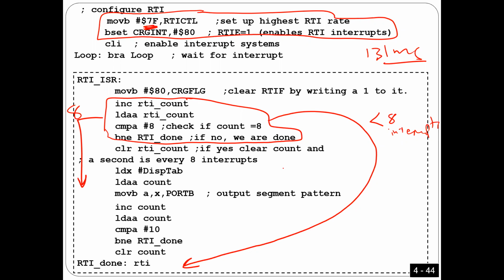So every 8 interrupts, what should I do? Number 1, I have to clear RTI count in order to count for another 8. So every 8, I'm gonna display 1 number here. Also, I'm gonna clear RTI count. Is that okay? To count for another 8. Okay. So that's what I explained now.